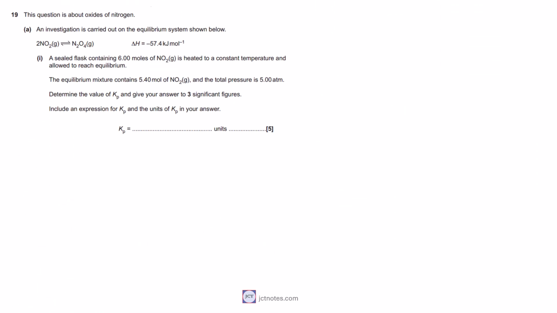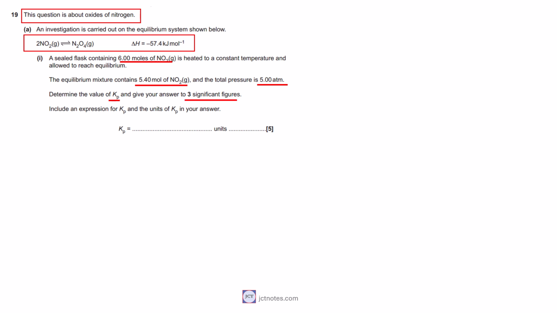Question 19 is about oxides of nitrogen. In part A, we are given an equilibrium. In the first question, we have a sealed flask containing 6 moles of nitrogen dioxide heated to a constant temperature and allowed to reach equilibrium. The equilibrium mixture contains 5.4 moles of nitrogen dioxide and the total pressure is 5 atmospheres. We are asked to determine the value of Kp, giving the answer to 3 significant figures. We need to include an expression for Kp and its units.